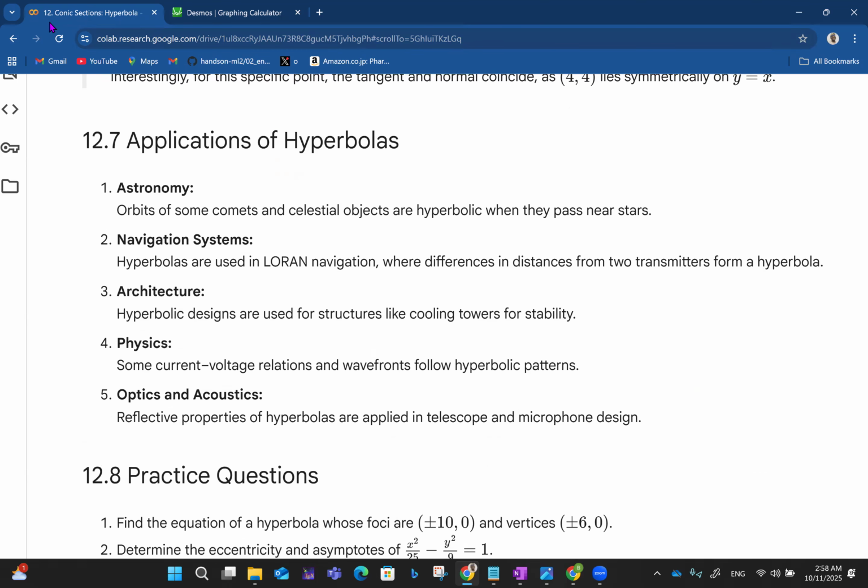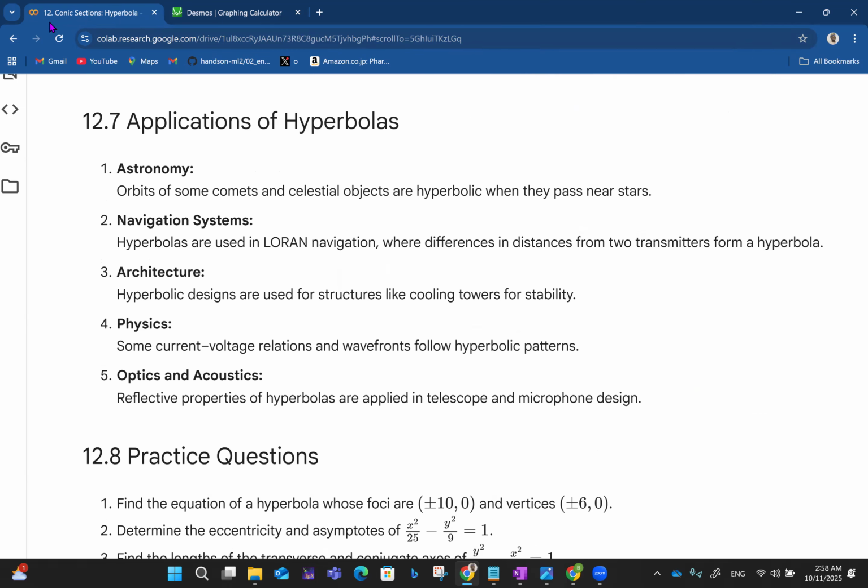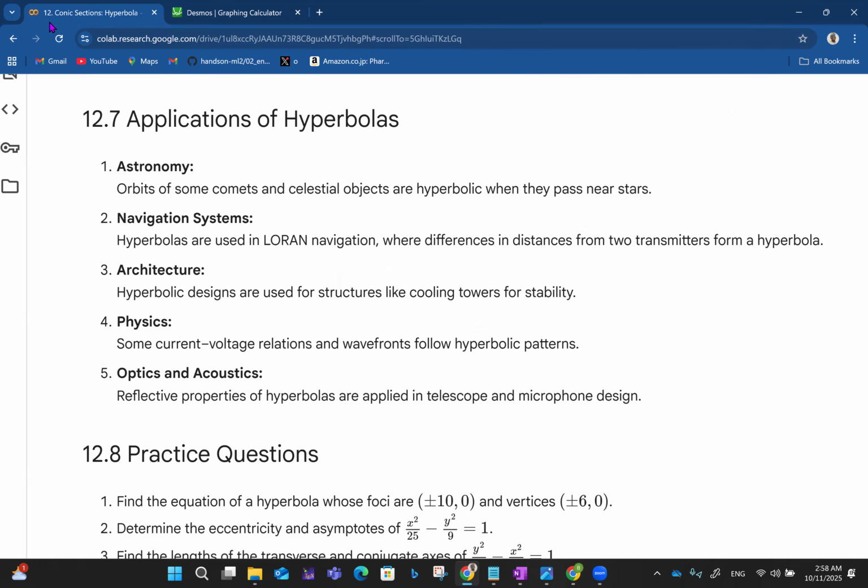Okay, so let's talk about some applications of hyperbolas. In astronomy, orbits of some comets and celestial objects are hyperbolic when they pass near stars. Then you have navigation systems. Hyperbolas are used in LORAN navigation, where differences in distances from two transmitters form a hyperbola. In architecture, hyperbolic designs are used for structures like cooling towers for stability. And in physics, some current-voltage relations and wavefronts follow hyperbolic patterns. For optics and acoustics, reflective properties of hyperbolas are applied in telescope and microphone design.